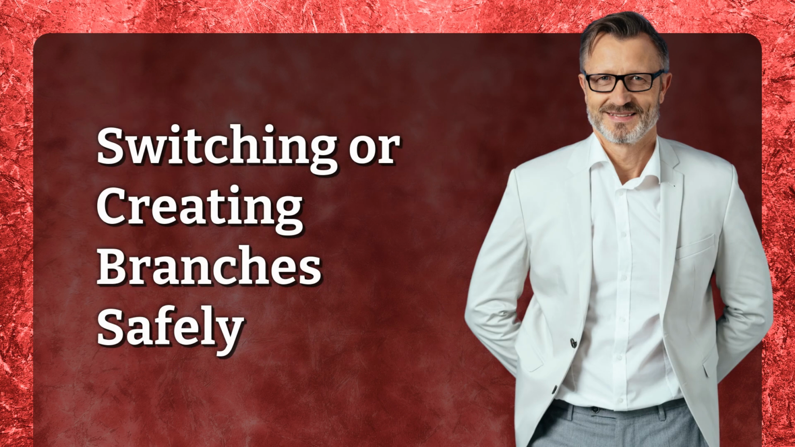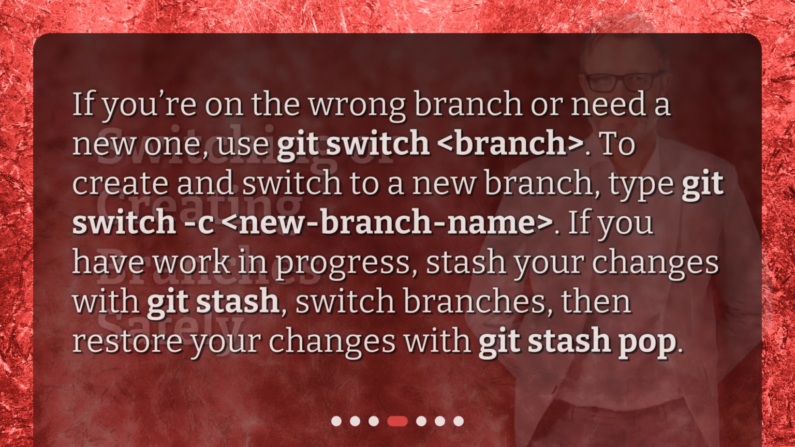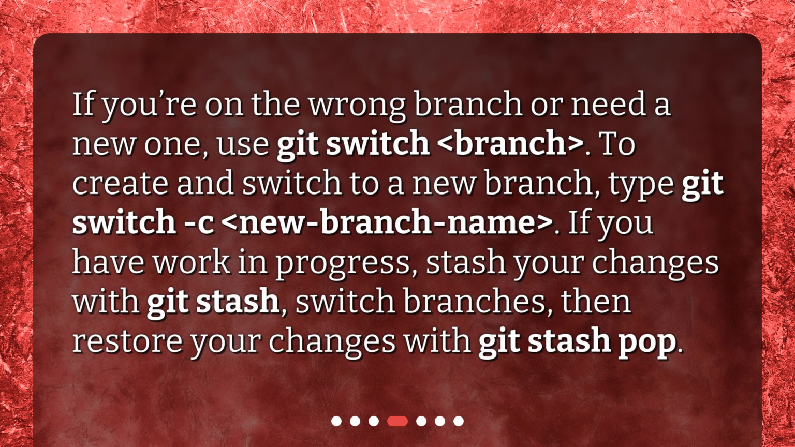Switching or creating branches safely. If you're on the wrong branch or need a new one, use git switch <branch>. To create and switch to a new branch, type git switch -c <new branch name>. If you have work in progress, stash your changes with git stash. Switch branches, then restore your changes with git stash pop.